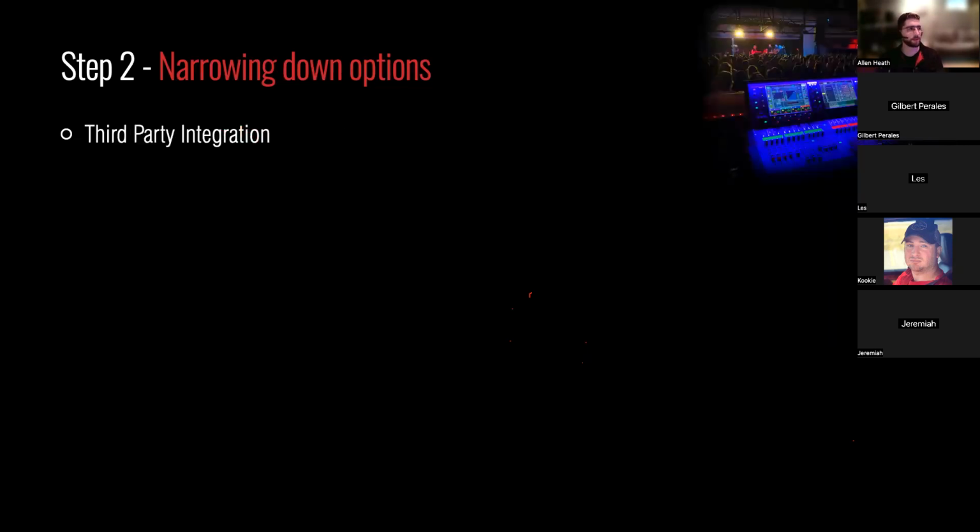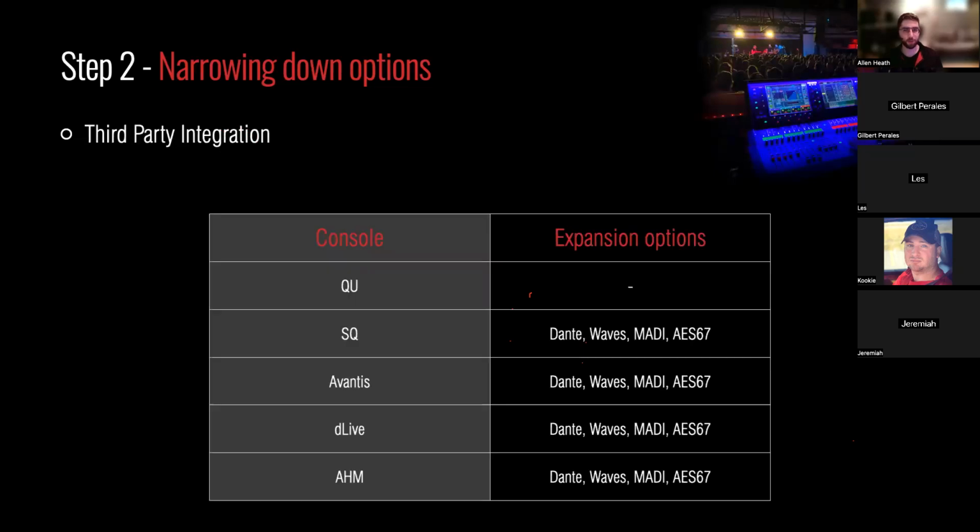The next step is third-party integration. This one's pretty straightforward. Q does not have a card slot on it. So if you wanted to integrate Q into a Dante network or a Waves network, you theoretically can. You just need an intermediate hardware device to do that conversion.